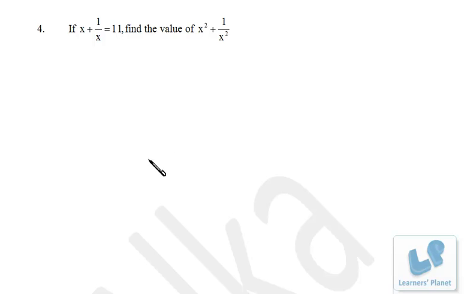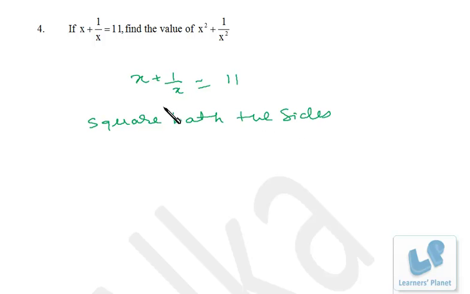Now friends, here we have another pattern of questions. So just watch carefully. How do we find the value of this expression when this expression is given, right? Here the value of x plus 1 upon x is given and we have to find the value of x square plus 1 upon x square. So what you do is, just watch carefully. Square both the sides. So it will be (x plus 1 upon x) whole square and that will be 121.